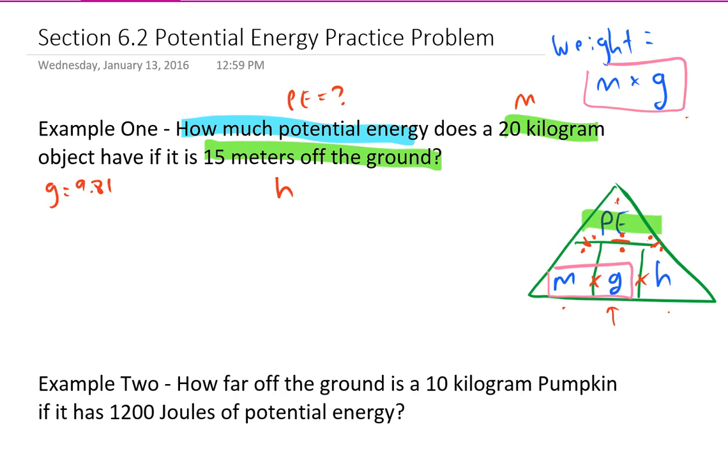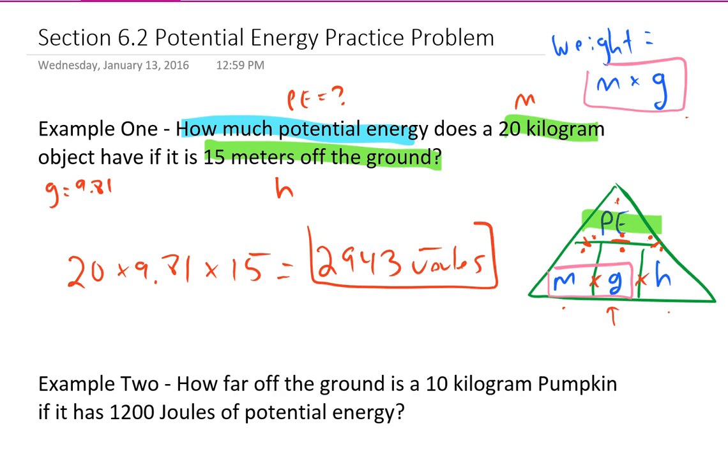So for this problem, we have 20 times gravity, which is 9.81, times our height, which is 15. So if we punch this into our calculator, we get 20 times 9.81 times 15 gives us a total of 2,943 joules worth of potential energy. Okay, so all we had to do there, looking for potential energy, is just multiply the three of them.